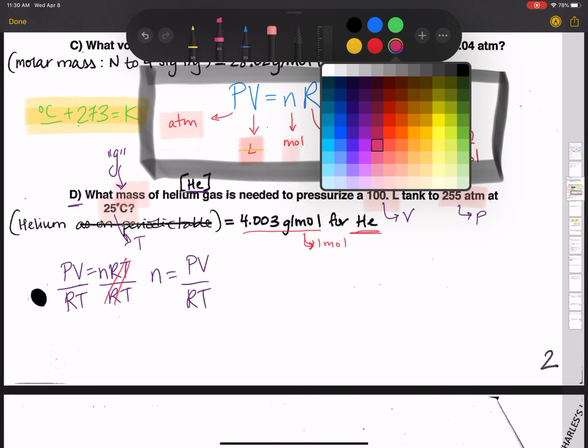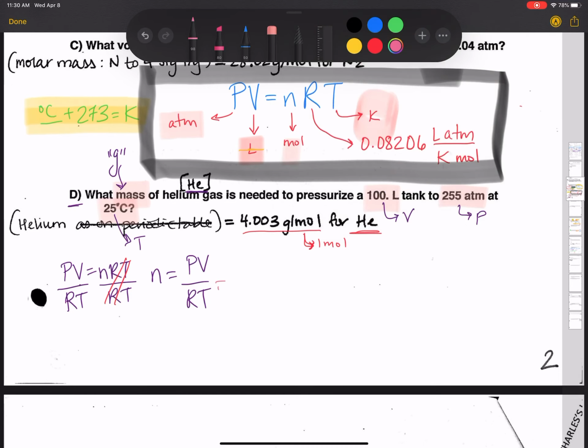Okay, let's take the first step. My pressure from the question is 255 ATM. I don't have any conversions to do, so I'm just going to move on to my next variable. Volume was 100. liters. Remember that 100. has two trailing zeros with a decimal, so let me remind you that that's 3 sig figs. I don't have anything else in my numerator, so I'm going to go ahead and set up my denominator.